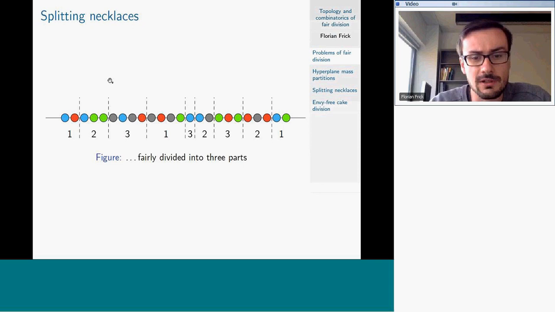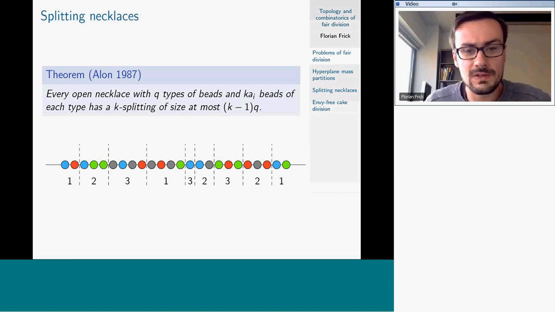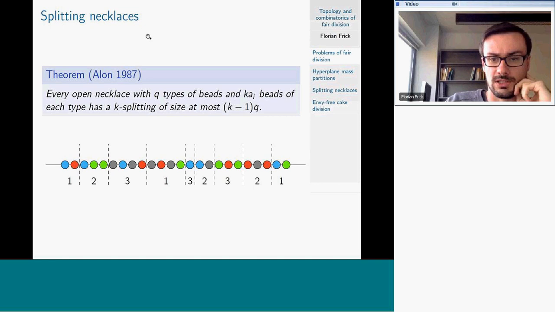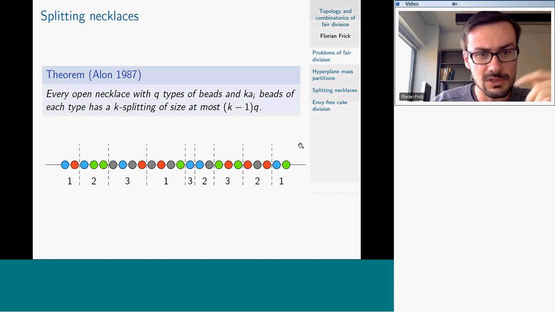Now, is that true in general? Well, 8 cuts always suffice. So in general, for k thieves and q kinds of stones, it's true that (k minus 1) times q cuts always suffice. And this actually is true, by the groundbreaking work of Noga Alon from 1987: every necklace, open here meaning unclasped, with types of beads, where the number of each type is divisible by k, can be divided among k thieves in this fair manner, using at most (k minus 1) times q cuts. It's a combinatorial theorem, but you can deduce this result from the topological Borsuk-Ulam theorem.